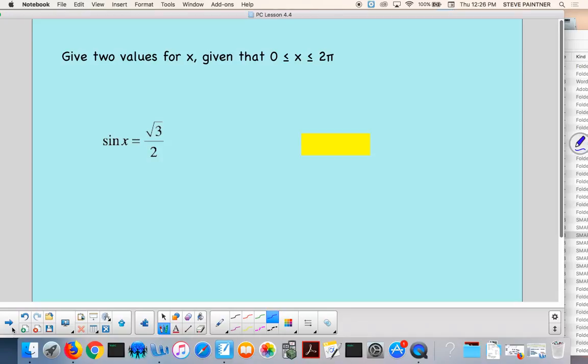Give me two values for theta. I'm sorry, it says x, but let's change it. Theta falls between 0 and 2 pi. So I'm asking for two answers. This is sine of theta. And look at the numbers. The numbers are really nice numbers. When I say nice numbers, I mean they fall on the special triangles, either the 45-45 or the 30-60. Draw a picture. Draw a picture.